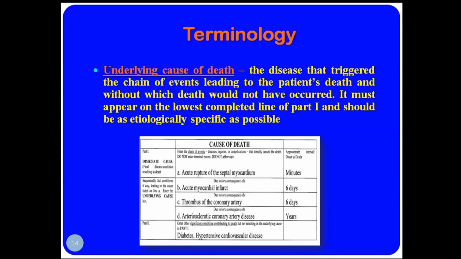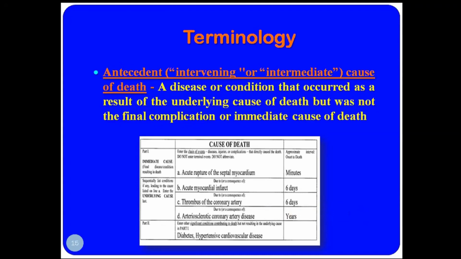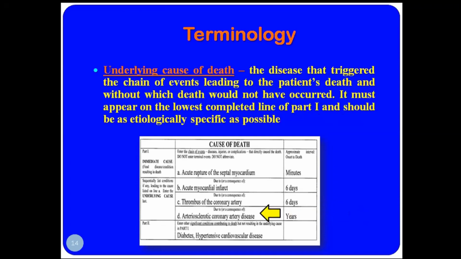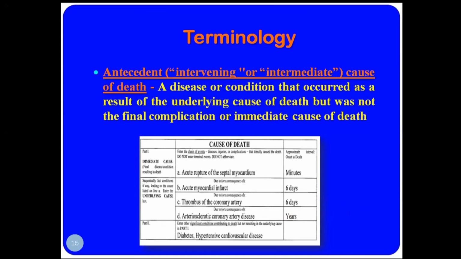And this is just to give you an example, like atherosclerotic coronary artery disease. So you have to be very specific for the underlying cause of death. Then come the antecedent, intervening, or intermediate causes of death: a disease or condition that occurred as a result of the underlying cause of death. So there has to be some relationship between the underlying cause and the antecedent cause. But still, it was not the final complication or the immediate cause of death. Antecedent means it has a direct relation with the underlying cause of death, but it should not be the final complication or the immediate cause of death.